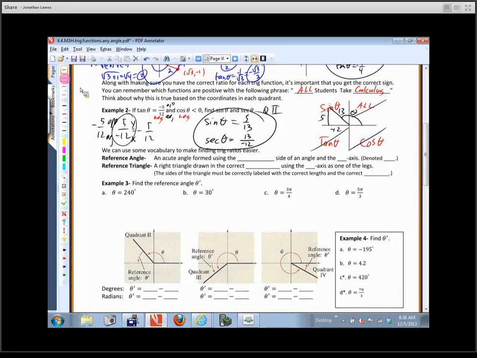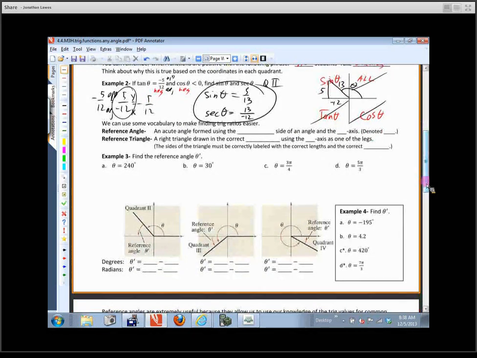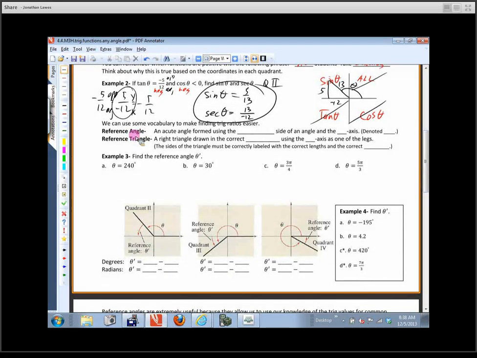We're now going to introduce some vocabulary and run through some relatively easy problems. We're going to talk about something called a reference angle, and we've actually drawn some reference angles and reference triangles already, but it's important that you understand what this is. A reference angle is an acute angle formed using the terminal side of an angle and the x-axis. It is always the x-axis. Please don't draw triangles with the y-axis. Make all your right triangles with the x-axis, or whatever the horizontal axis is called. The way we denote this is theta prime. So if our original angle is theta, we call our reference angle theta prime, or at least this book does.